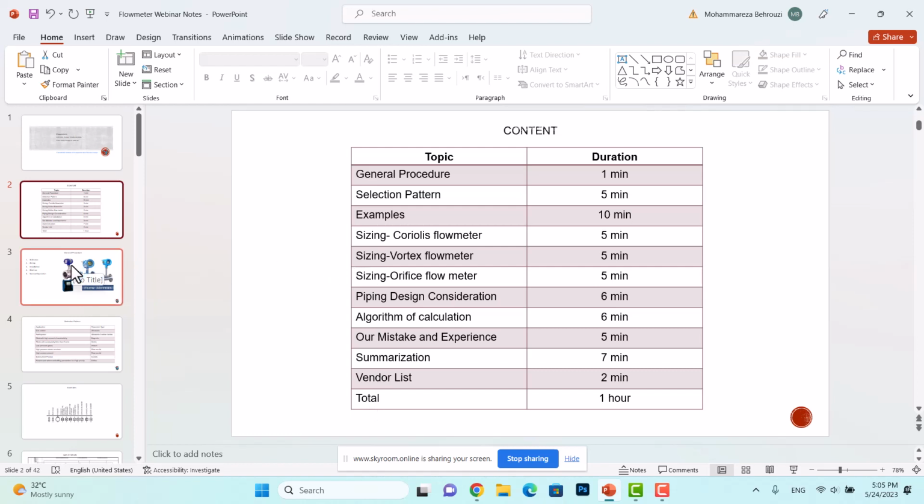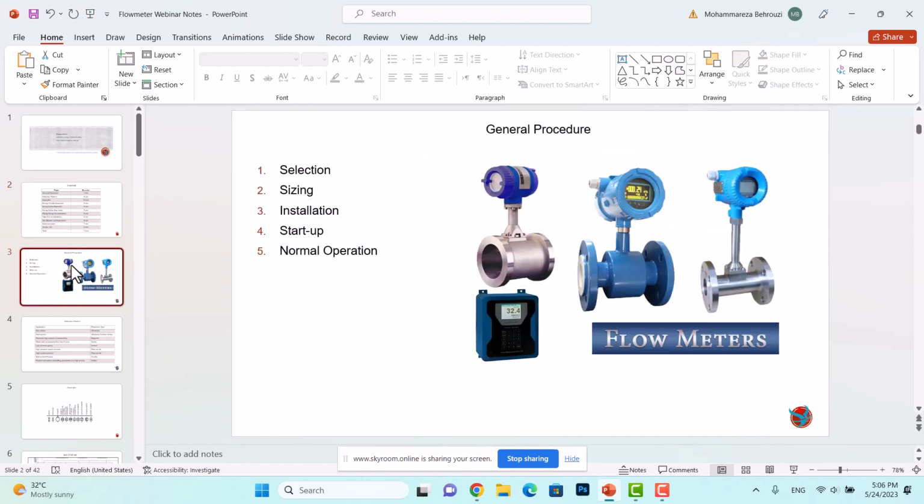I hope that this webinar will be a great help to those process engineers who need to enhance their knowledge about flowmeter sizing and selection, or are working as application engineers or process engineers in some vendor companies or licensing companies. So I'm going to jump directly to the main issue here, in order to avoid wasting time.